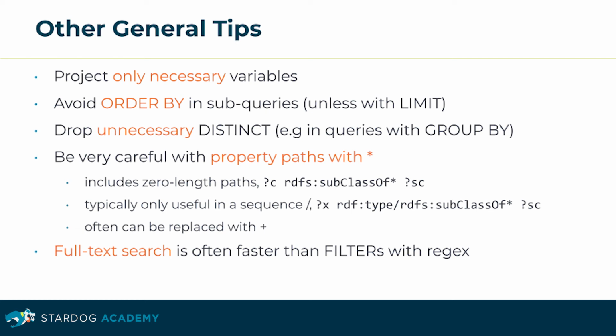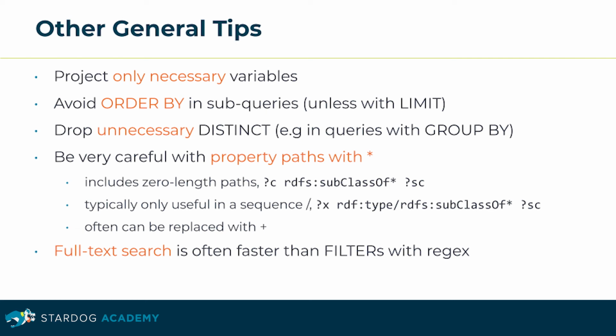We want to drop unnecessary distinct, for example, in queries with group by. If the data is already distinct, adding the extra distinct keyword here only decreases the performance. And then we want to be very careful with property path with star, so using things like zero length paths or using them in a sequence. In many cases, this can be replaced with the plus operator. And so again, thinking about, can we have a streaming pipeline in our query plan?